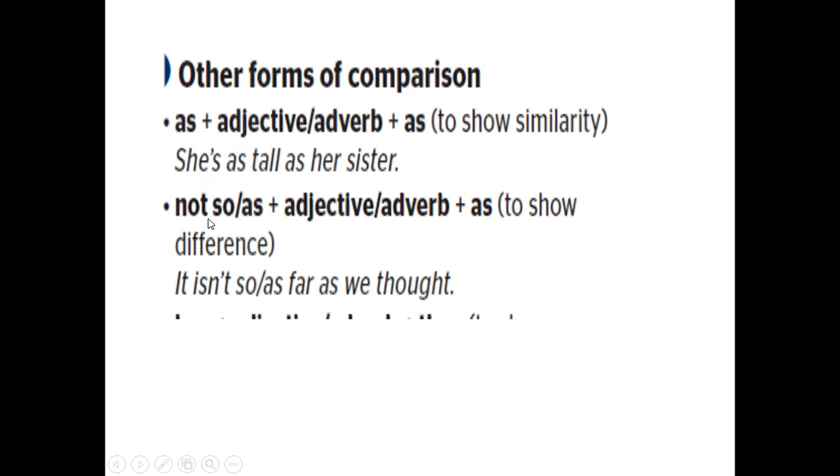Not as or not so. Not as adjective as, to show difference or dissimilarity. It isn't as far as we thought, or you can use, it isn't so far as we thought. So or as here have the same meaning and are only for showing difference.